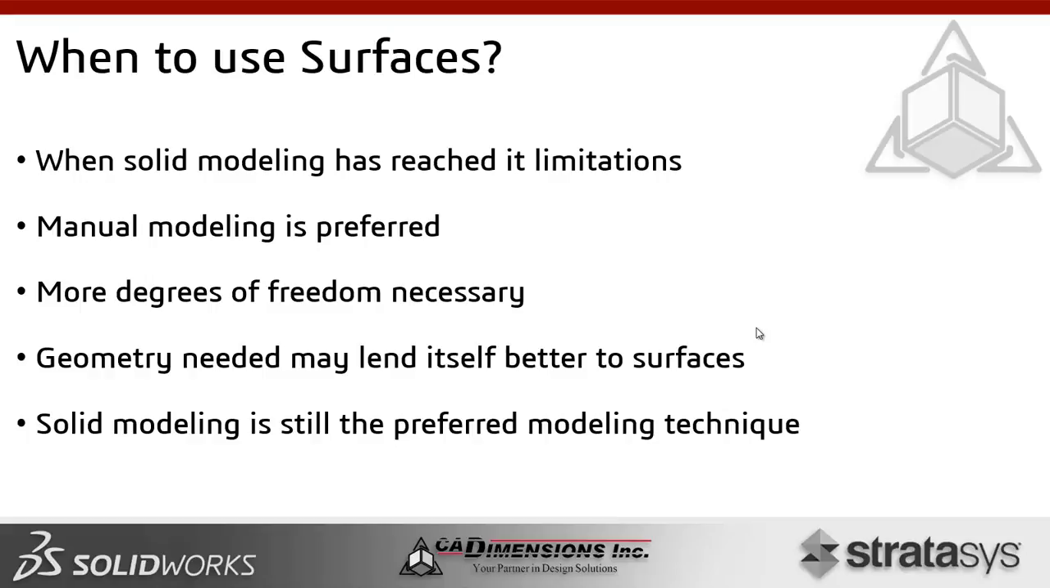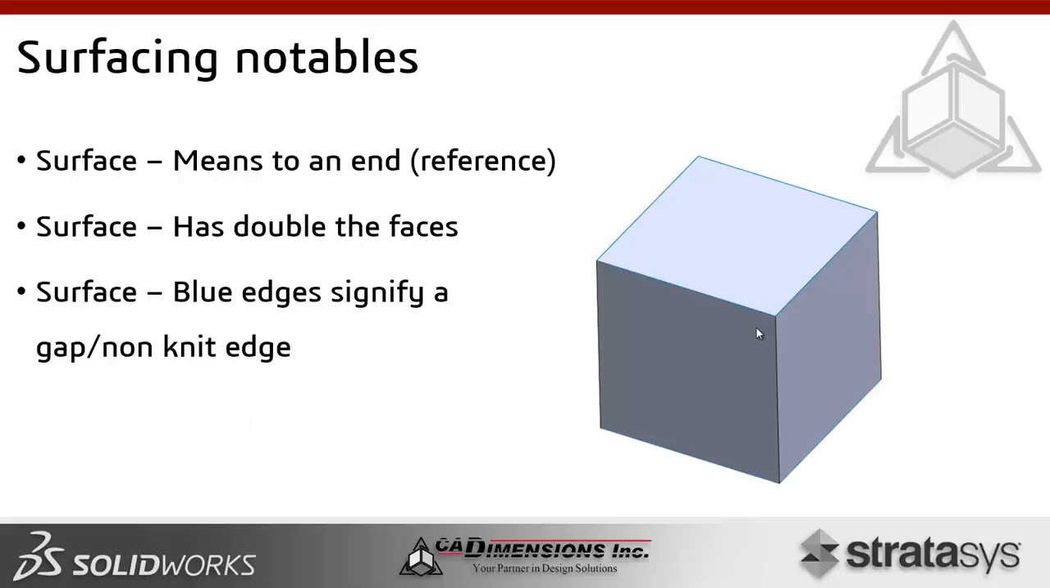And then there are times when the geometry needed lends itself better to using surfaces. Depending on what you're doing, surfaces might just be a little bit better depending on the geometry. If it's a little bit more freeform, that's when you're going to use it. I like to say solid modeling is still the preferred modeling technique. I'm going to show all the surfacing stuff, but it's not that once you get back to work you're only going to be doing surfacing. Solid modeling should still be the preferred method, but knowing a little bit about surfacing can go a long, long ways in when you might need it.